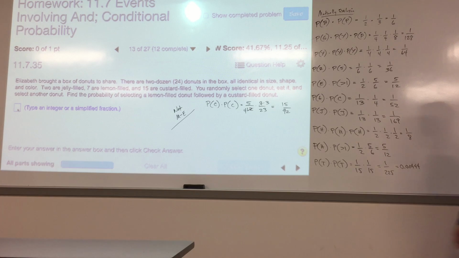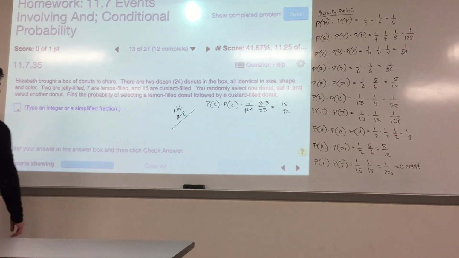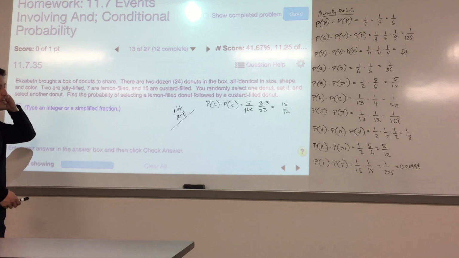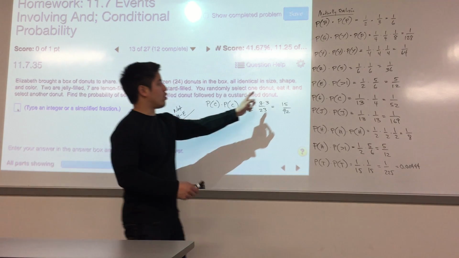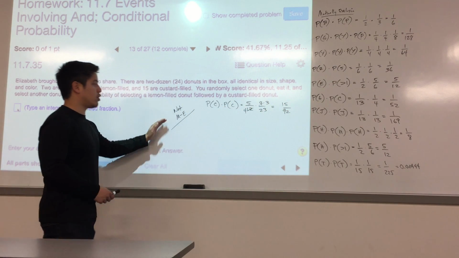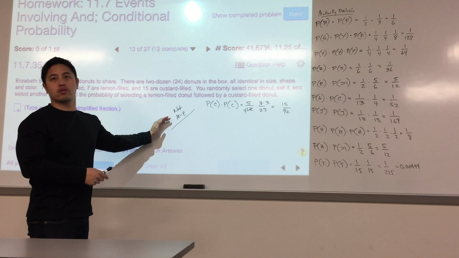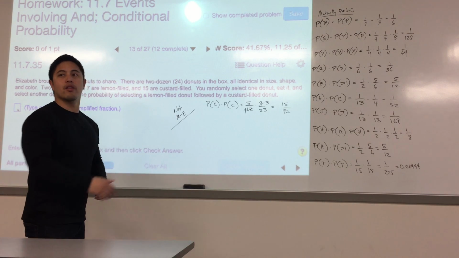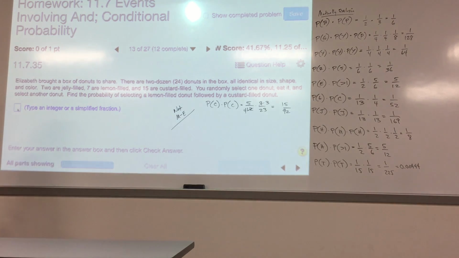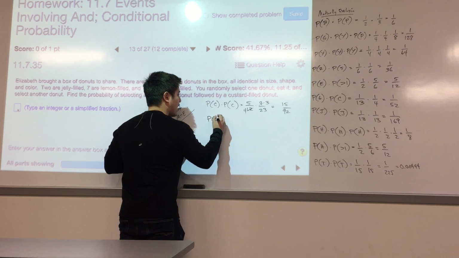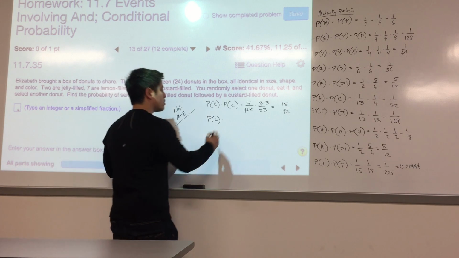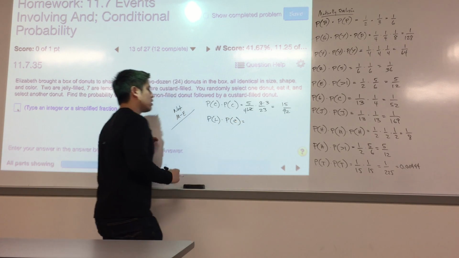All right, let's go do another donut problem. It says Elizabeth brought a box of donuts to share. In this case, we still have 24 of them. 2 are jelly filled, 7 are lemon, and 15 are custard. You randomly select one donut and you eat it. That's very important. That part tells you you're dealing with a not mutually exclusive situation, because now you're taking one out and it's impacting the next selection. Find the probability of selecting a lemon-filled donut followed by a custard. Okay, let's take a look here.